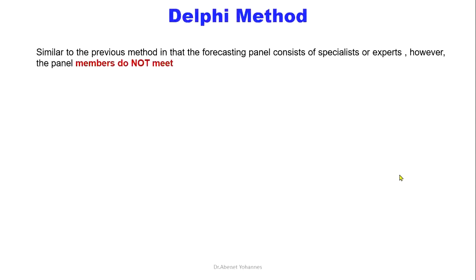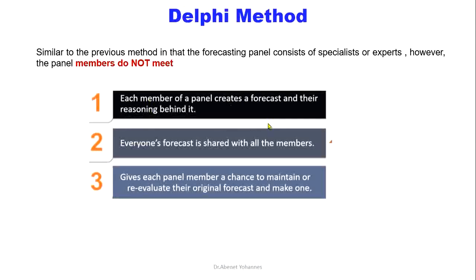The Delphi method is similar to the previous one in that the forecasting panel consists of specialists or experts. However, the difference is that these panelist members do not meet physically. We can prepare a questionnaire and send it to various experts. What is the procedure? Each member of the panel creates a forecast and their reasoning behind it. Every forecast is shared with all the members, which gives each panel member a chance to maintain or re-evaluate their original forecast and make a new one.